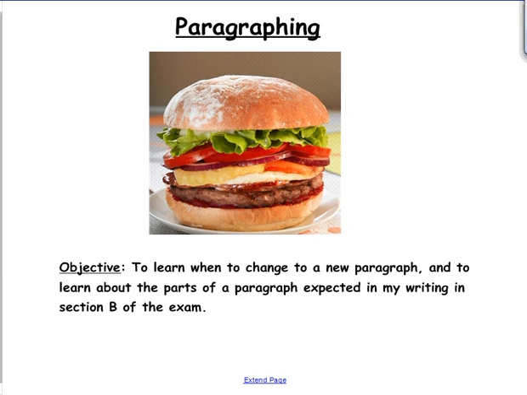This section is based on paragraphing. The main objective is to learn when to change to a new paragraph and to learn about the parts of a paragraph expected in my writing in section B of the exam. In this piece, you will see examples of past questions and questions you could be asked during the exam.